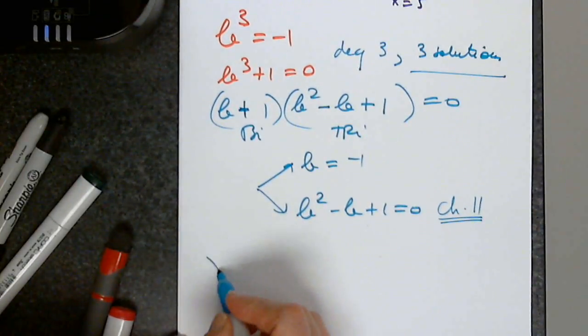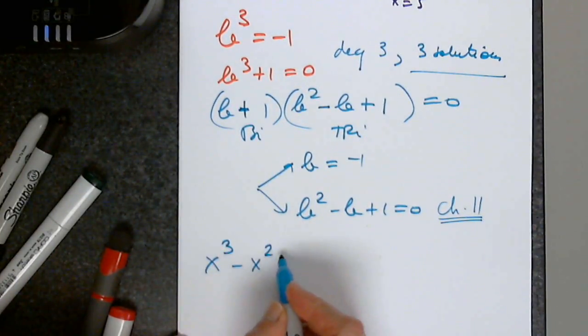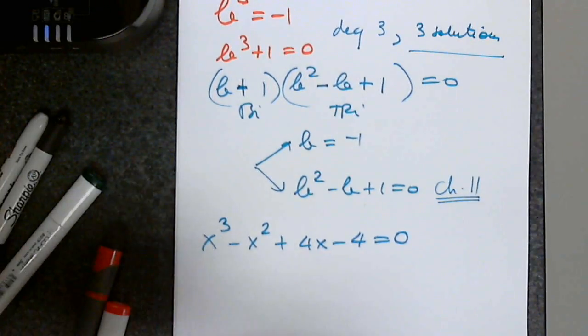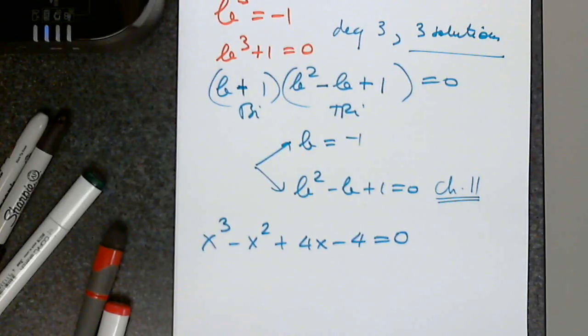Okay, 2 more. x cubed minus x squared plus 4x minus 4 equals 0. Let's work on this for 1 minute. How many solutions will you come up with? Yes, 3 solutions. And in the meantime, I'll put my attendance.